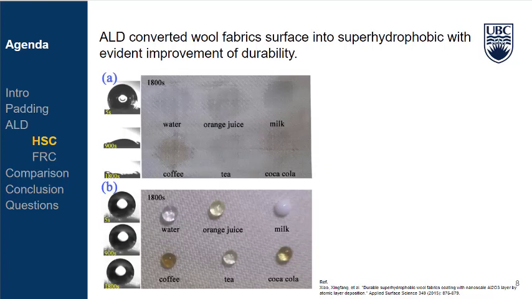Most importantly, the superhydrophobic surface was built after this procedure. The static water contact angle of wool fabrics was about 130 degrees, which is also hydrophobic. However, after aluminum oxide coating, the static water contact angle of ALD coated wool fabrics increased to around 160 degrees, which suggested that ALD coated wool fabrics had a superhydrophobic surface.